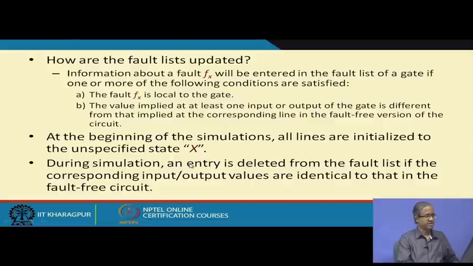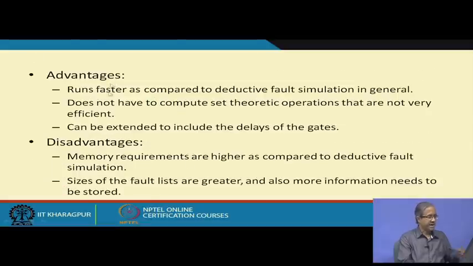So, the advantage of this method is that you see here there are no complex set theoretic rules. So, on the average it runs faster as compared to deductive fault simulation, right. Here we can also include delays of the gates. But the problem is that here the fault lists are much more elaborate. So, the memory requirement is higher compared to deductive fault simulation. So, you need more information to be stored.